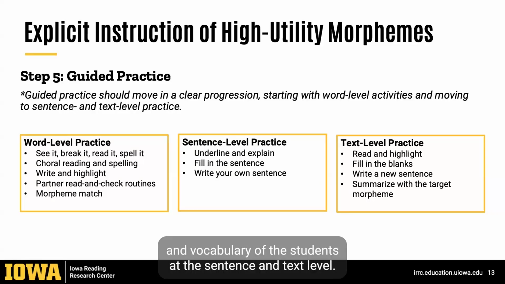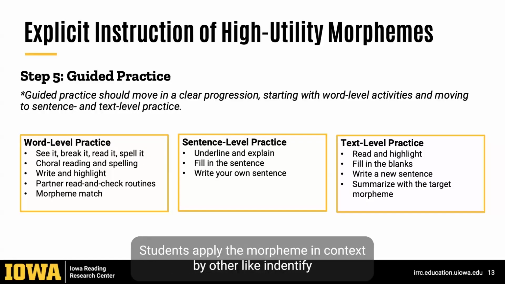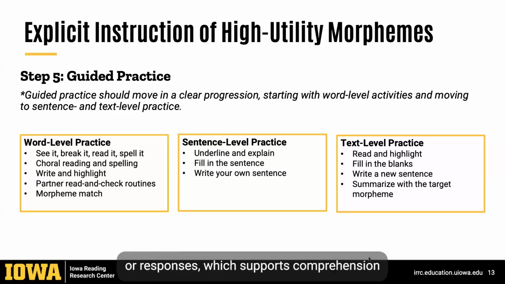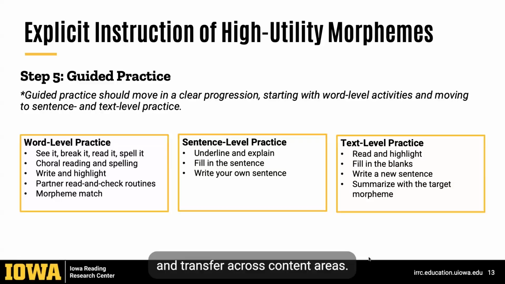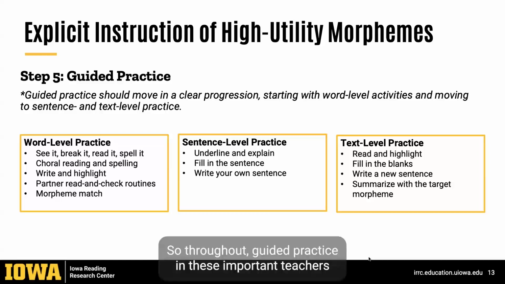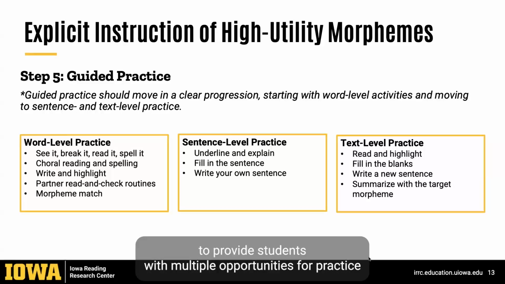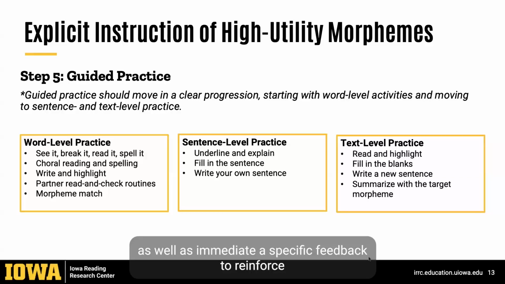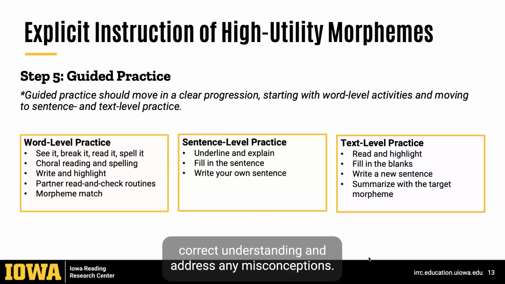At the sentence and text level, students apply the morpheme in context by underlining, identifying the morpheme, explaining it, and generating their own sentences or responses, which supports comprehension and transfer across content areas. So throughout guided practice, it is important for teachers to provide students with multiple opportunities for practice, as well as immediate and specific feedback to reinforce correct understanding and address any misconceptions.